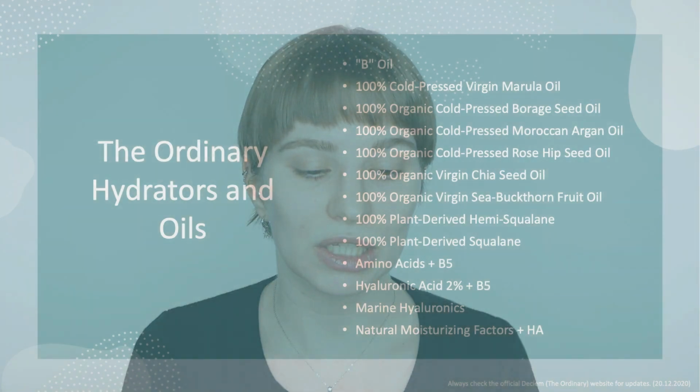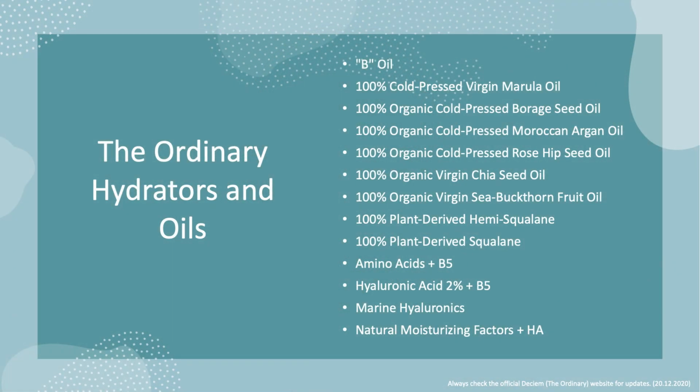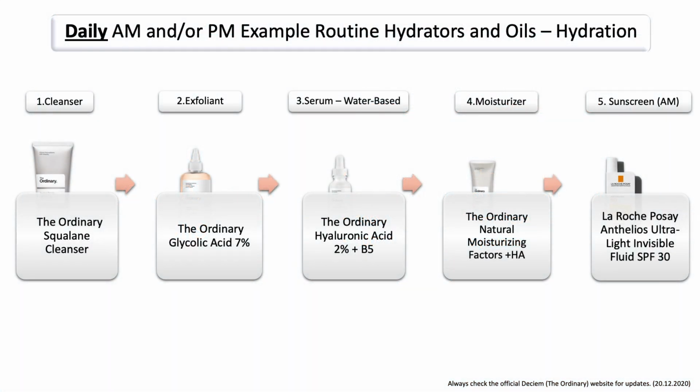Since we're already talking about hydration, this also leads me to the next topic: you can use the Ordinary Glycolic Acid 7% Toning Solution with the Ordinary Hydrators and Oils. And here you can also see the list of that specific category and an example routine for you, so that you have a better understanding of how you can use it.